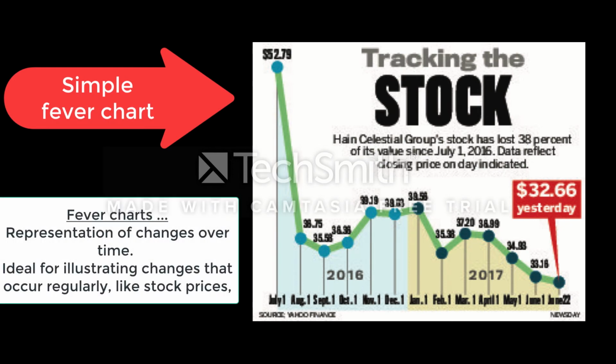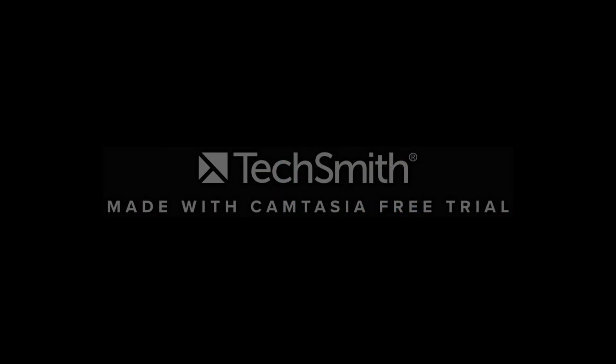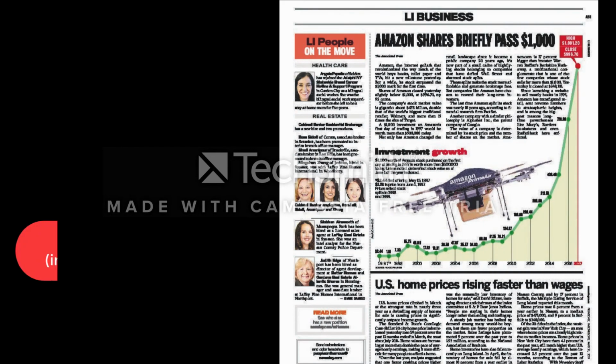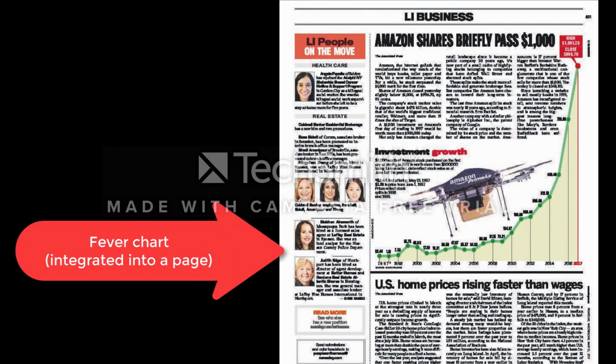They are sometimes called time series charts and are ideal for illustrating data that change continuously, like stock prices. Looking at the chart here, you see a very dramatic illustration of the rise in value of Amazon's stock price from 1997 to 2017. It's called a fever chart, by the way, because it mirrors the way hospitals illustrate the changes in a patient's vital signs during his or her stay.